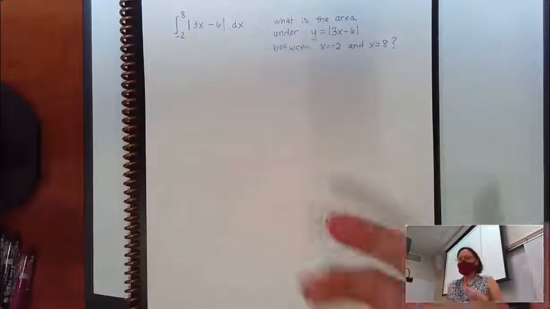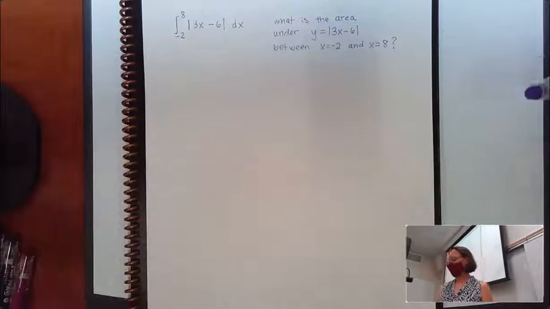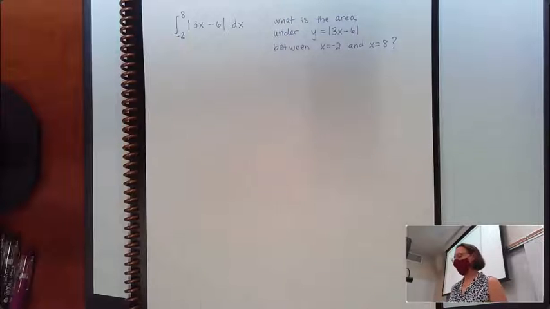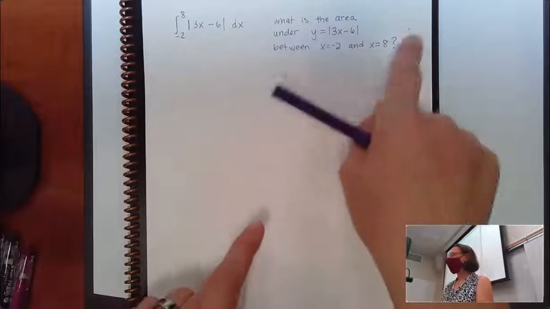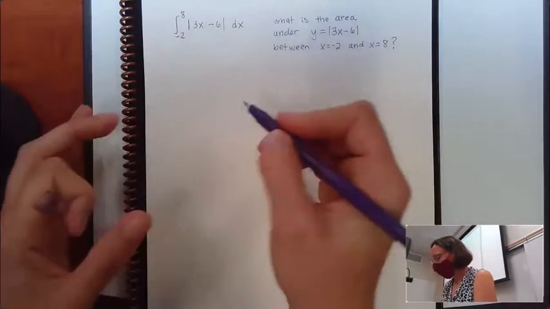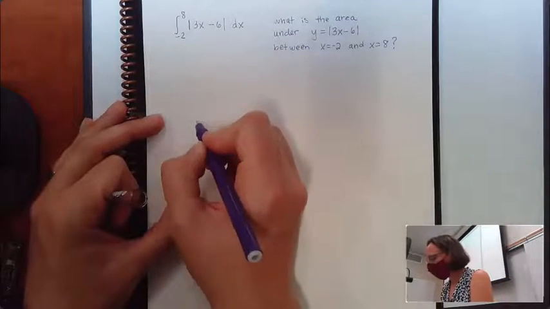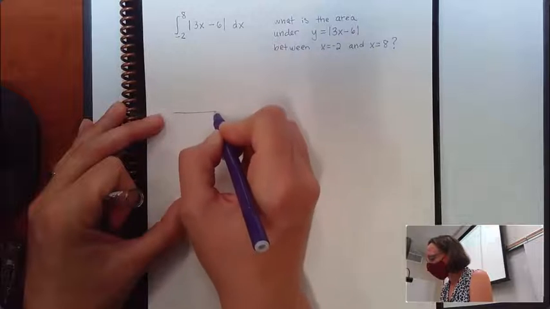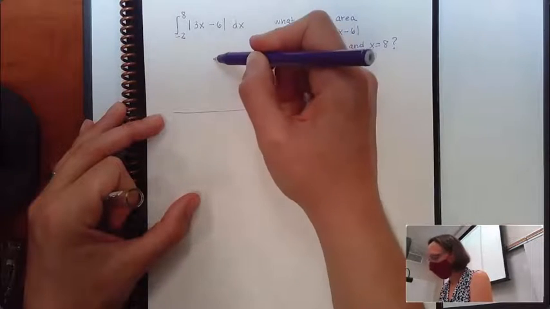That's not how we read it, right? I read this as the integral from -2 to 8 of absolute value of 3x minus 6. But this is what it means from a fundamental theorem of calculus perspective. I like pictures, so I'm going to get a picture going because I actually think that's the easiest way to do this problem.